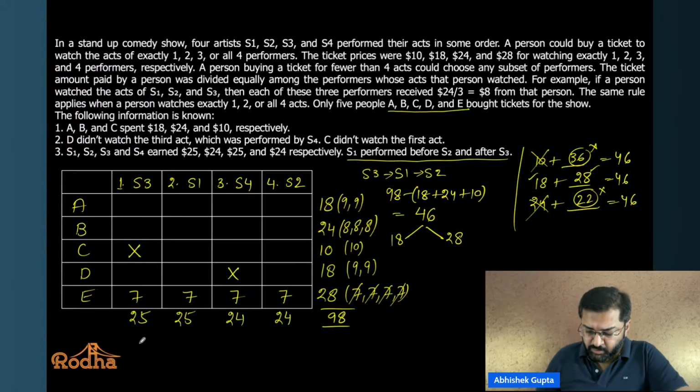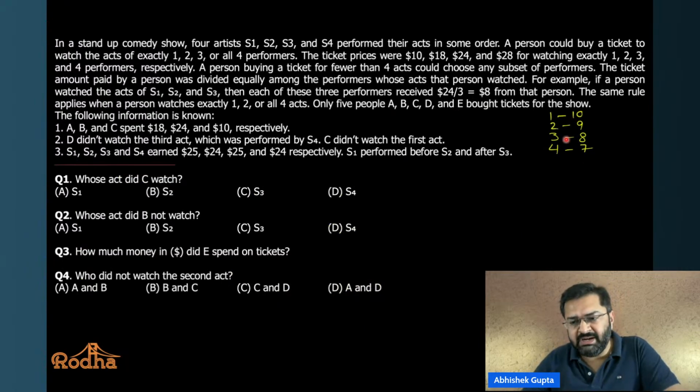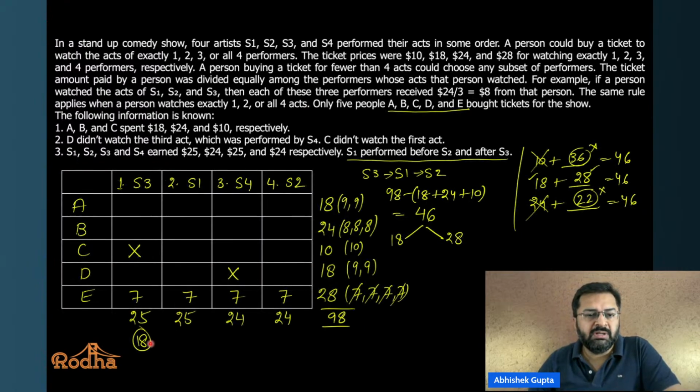25 minus 7 would be 18. So 18 is still left here. Now this 18 is left. I'm talking about this thing, these cells. This 18 can be formed in how many ways? What you know is that the only numbers possible for us are 7, 8, 9, 10. So this 18 can be formed just in two ways. You can say 10 plus 8 or 9 plus 9.